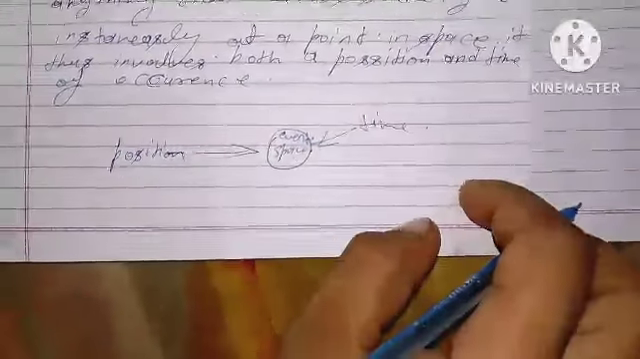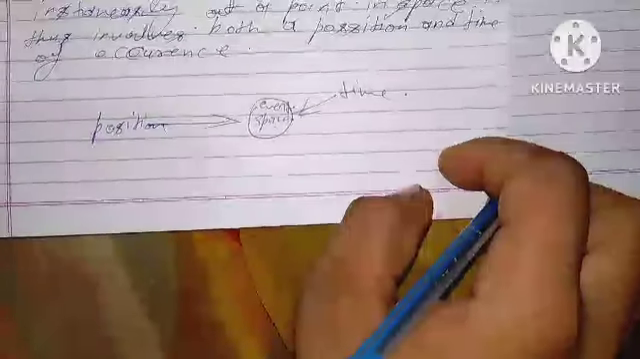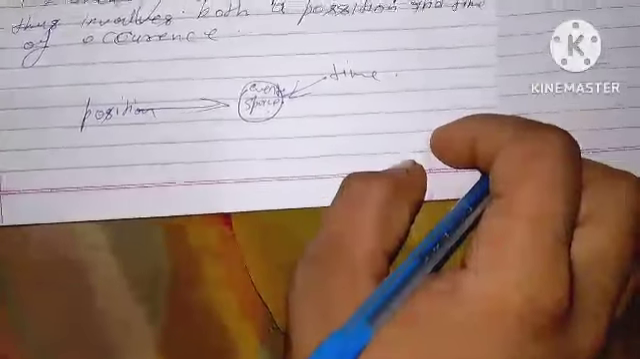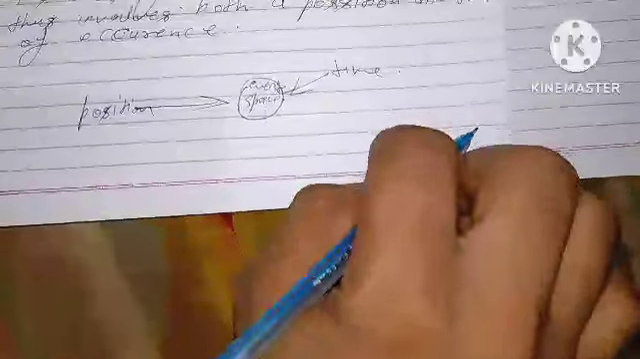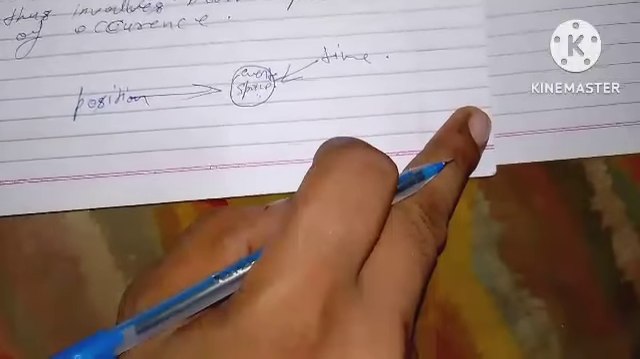Now we have understood about the event. After this, you will understand about the observer.